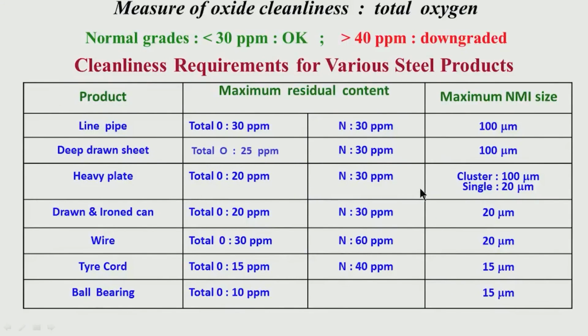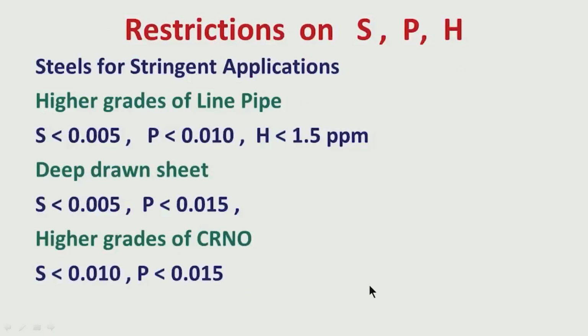Then I have talked about the different levels of residual content requirements, different levels of NMI size. These are all for different applications: line pipe, deep drawn, heavy plate, drawn and ironed can, wear, and I mentioned the tire cord and ball bearing. These are the two applications with the most stringent requirements. You look at their total oxygen requirements: ball bearing 10 ppm total oxygen, 15 micron maximum NMI size. So, these are the stringent requirements.